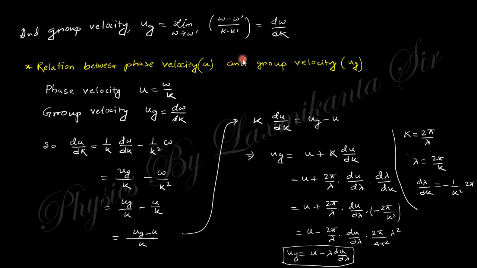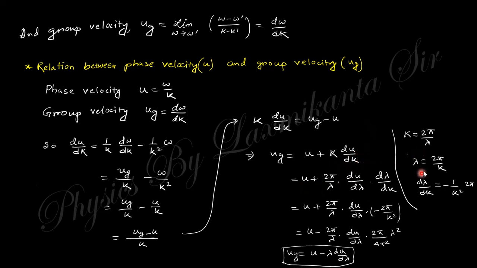If you want to find the relation between phase velocity and group velocity, this is the phase velocity omega by k and the group velocity d omega by dk. Taking the derivative of u with respect to k, du by dk equals 1 by k d omega by dk minus 1 by k square omega. Here d omega by dk is nothing but ug, the group velocity, and omega by k is u, so this is ug by k minus u by k. Finally you get k into du by dk equals ug minus u, so ug equals u plus k into du by dk.